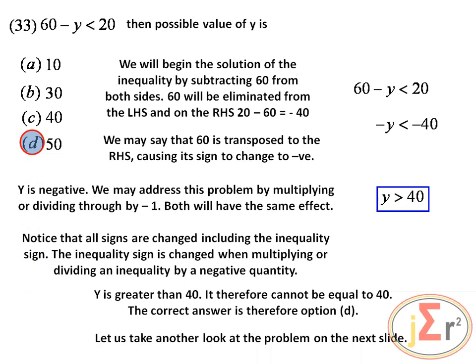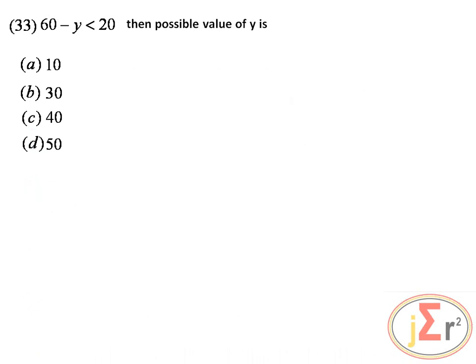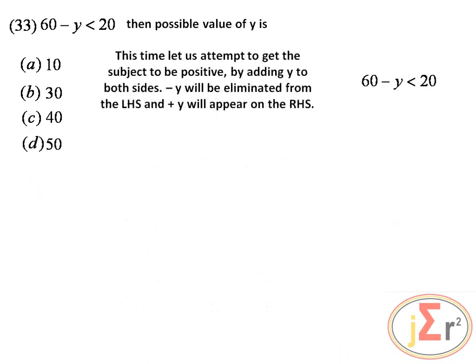Let us take another look at the problem on the next slide. Same problem. This time, let us attempt to get the subject to be positive. The proposed subject is this negative y that we have here. Or we will say the proposed subject is y. And it is negative. We therefore are attempting to get the subject to be positive. And that will be done by adding y to both sides.